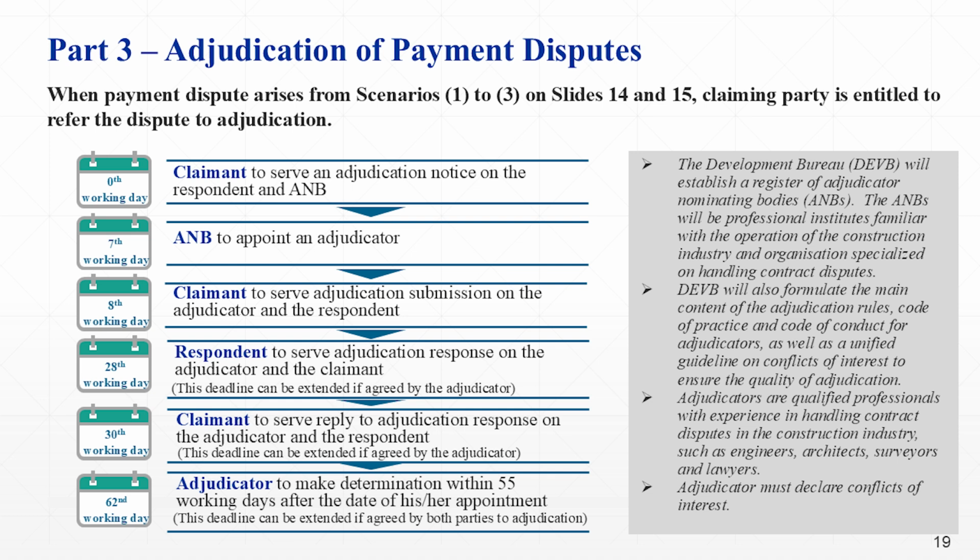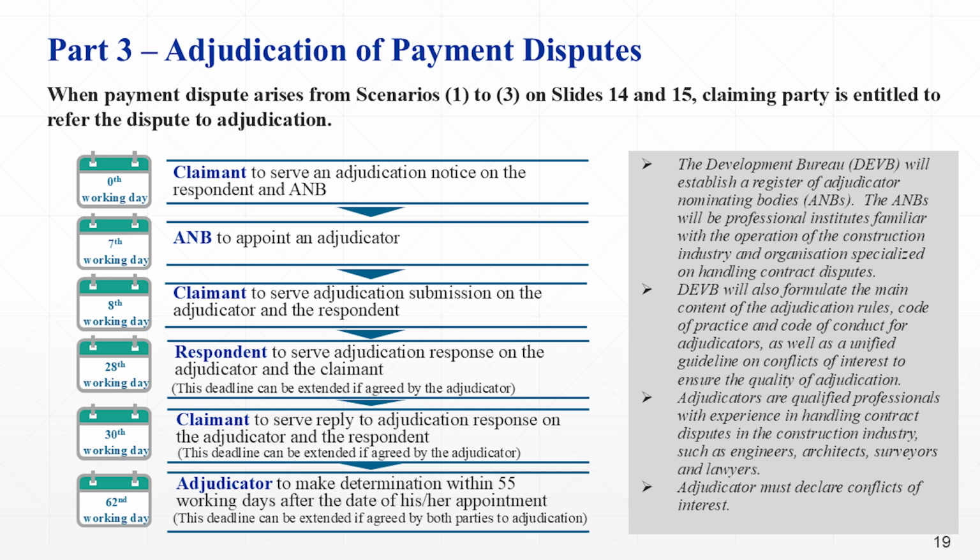After the adjudicator nominating body notifies both parties of the appointment of the adjudicator, the claimant has 1 working day to serve the adjudication submission on the adjudicator and the respondent. The adjudication submission may include supporting documents and evidence that the claimant considers relevant to the adjudication. The 1 working day is mainly for the claimant to arrange for the service of written submission to the adjudicator and the respondent. The claimant, as the party to initiate the adjudication, should be able to commence the preparation of the adjudication submission at an earlier stage. The adjudicator cannot extend the 1 working day time limit for serving the adjudication submission.